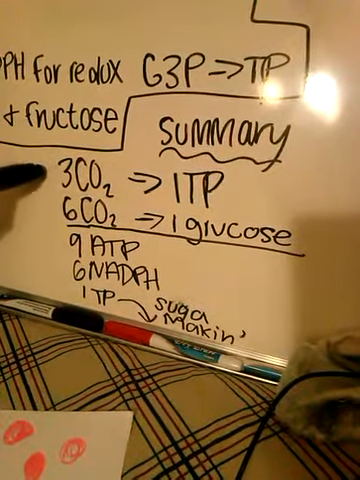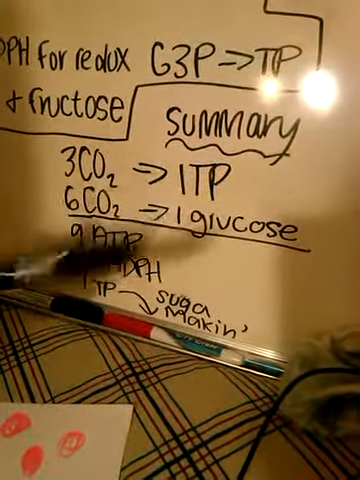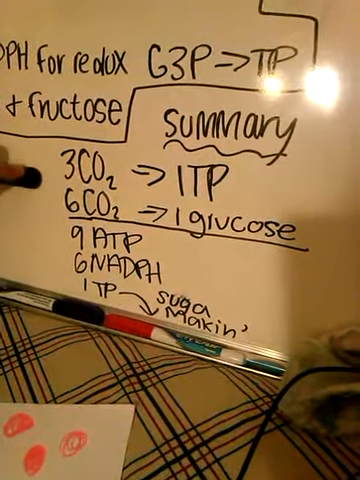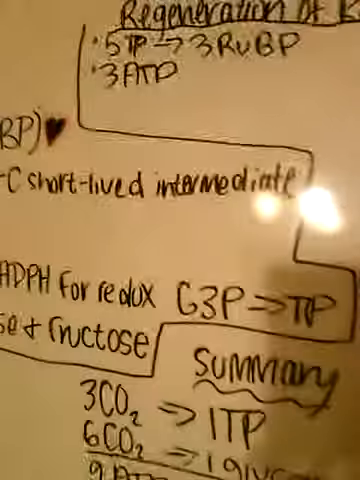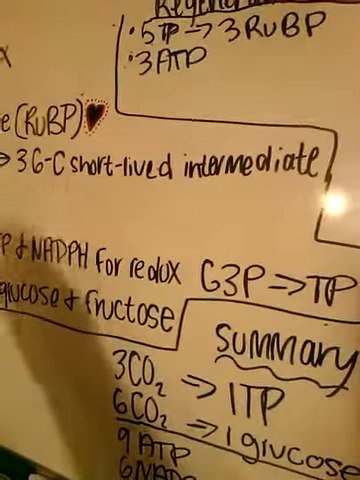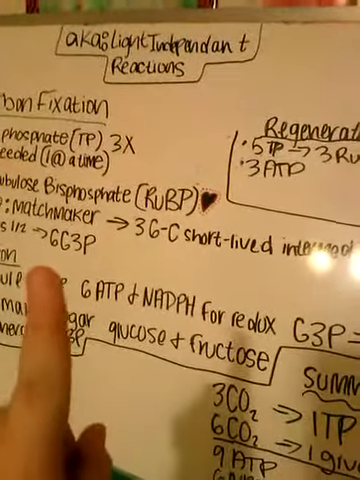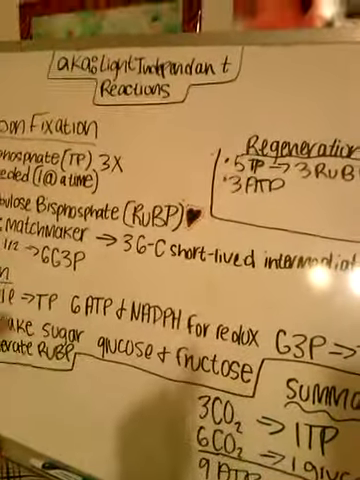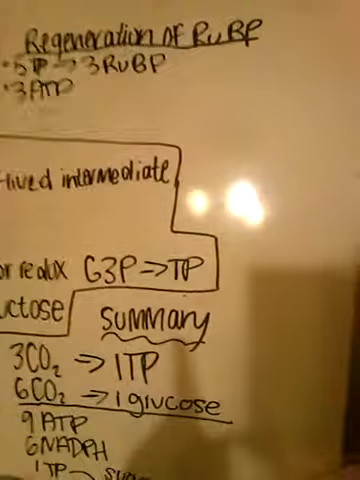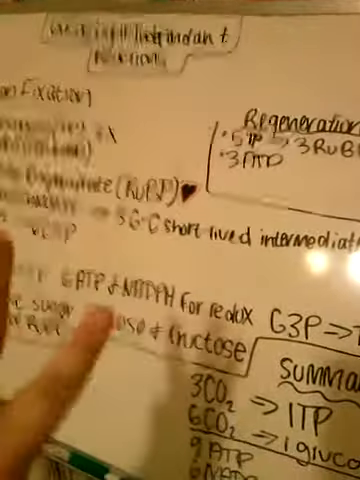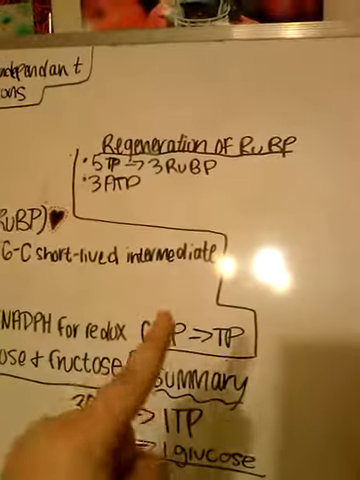So, a summary of what is made: you have the 3 CO2 in carbon fixation converted into 1 triose phosphate. This cycle requires 1 CO2 to run the cycle. But to get triose phosphate, you have to go through the cycle 3 times. So you need 3 CO2 to get 1 triose phosphate.